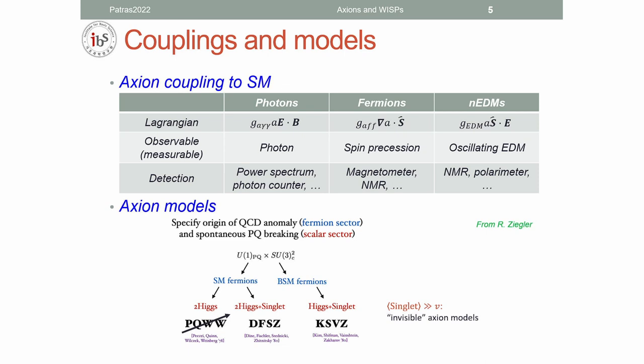So, couplings and models. Axions can basically couple to the standard model through photons, fermions, or EDM. Electromagnetic interactions basically produce photons, right? And those can be detected by measuring the power spectrum or simply counting the photons. The spatial gradient of the axion field itself can interact with the spin of the fermion, and then basically they enhance the spin precession of the system, which can be sensed by a magnetometer or NMR. And here, this is a temporal gradient: the time-varying field oscillation basically induces an oscillating EDM in your system, which can be measured using NMR or polarimetry in a storage ring.